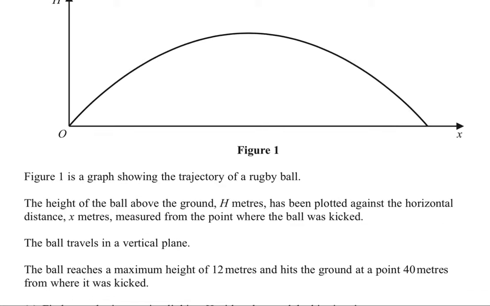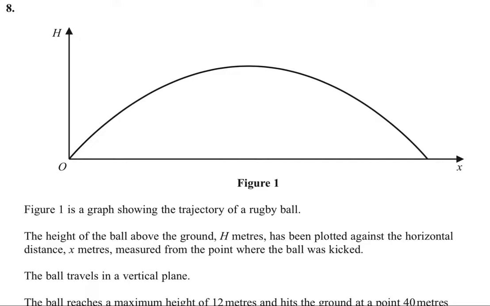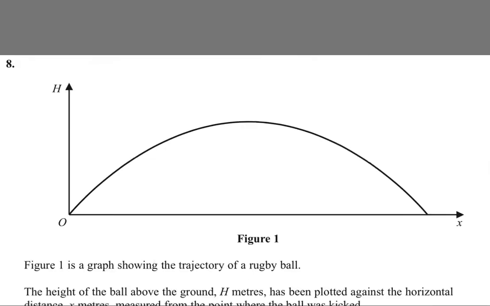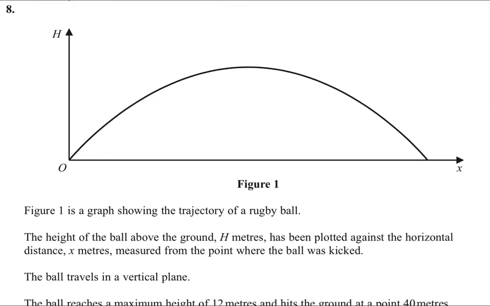Okay, question number 8 is this rugby ball question. It says that a rugby ball is kicked from here and reaches a height of 12 meters and hits the ground at 40 meters from where the ball was kicked. So we've got 40 here, and this point here is the maximum point of 12. And it wants us to write down a quadratic for that situation.